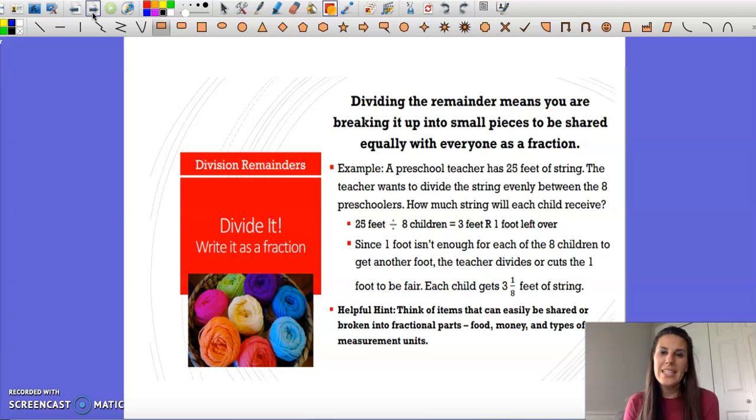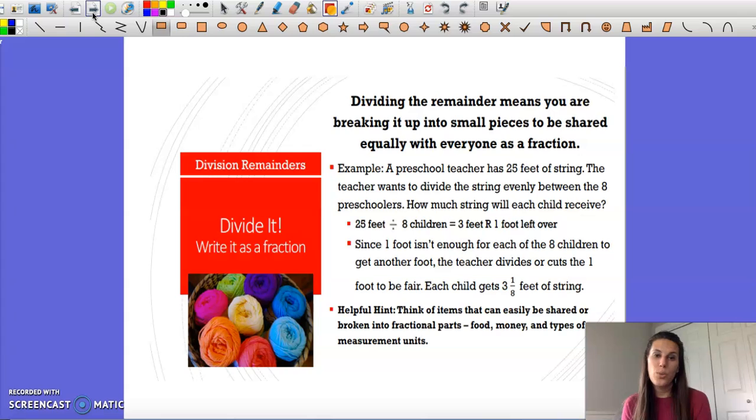Looking at dividing it, when you divide the remainder, it means you're breaking it up into even smaller pieces that can be equally shared, written as a decimal or as a fraction. A real life example here is a preschool teacher has 25 feet of string. The teacher wants to divide the string evenly between the 8 preschoolers. How much string will each child receive?